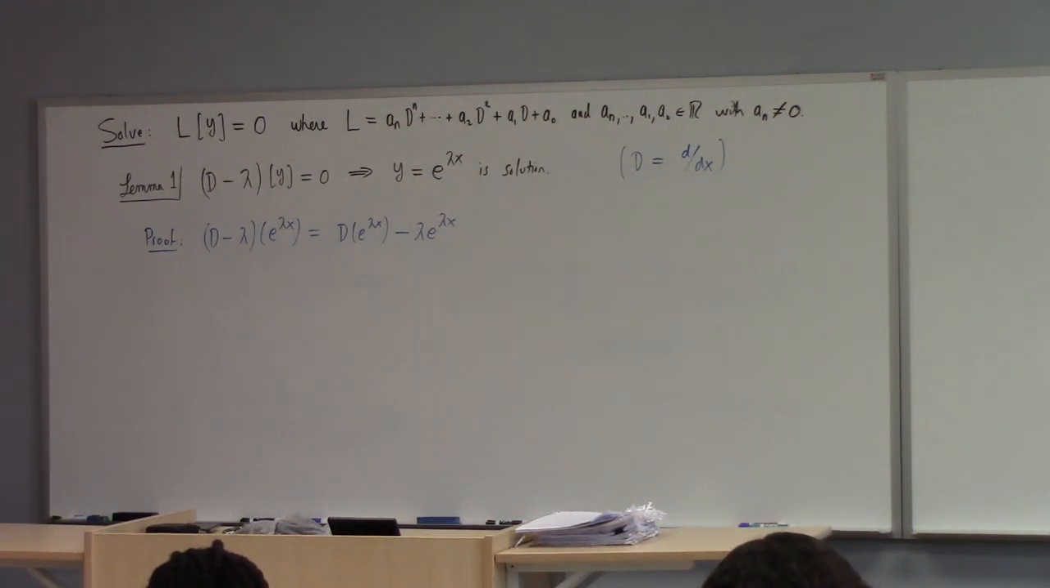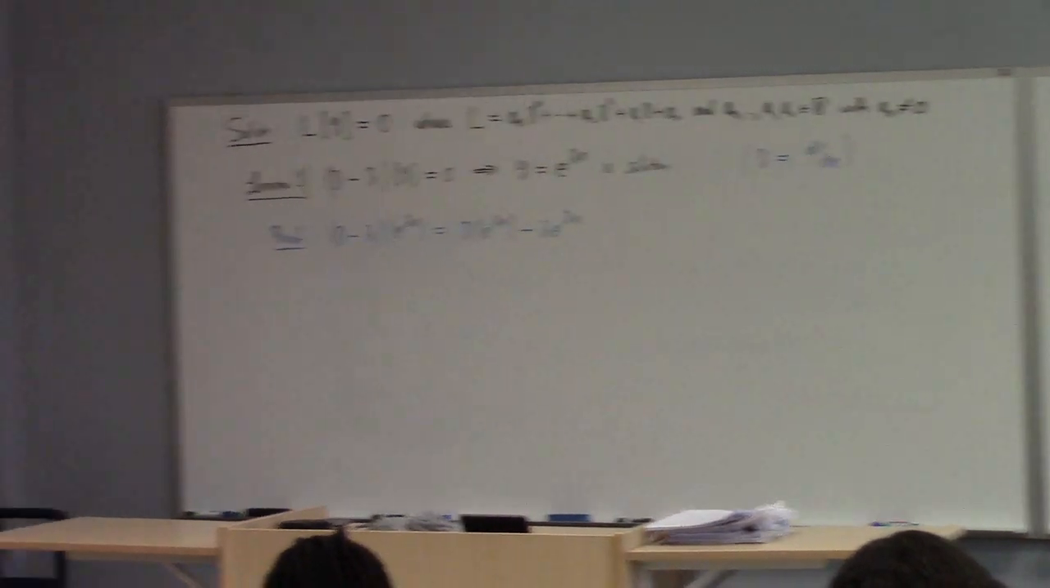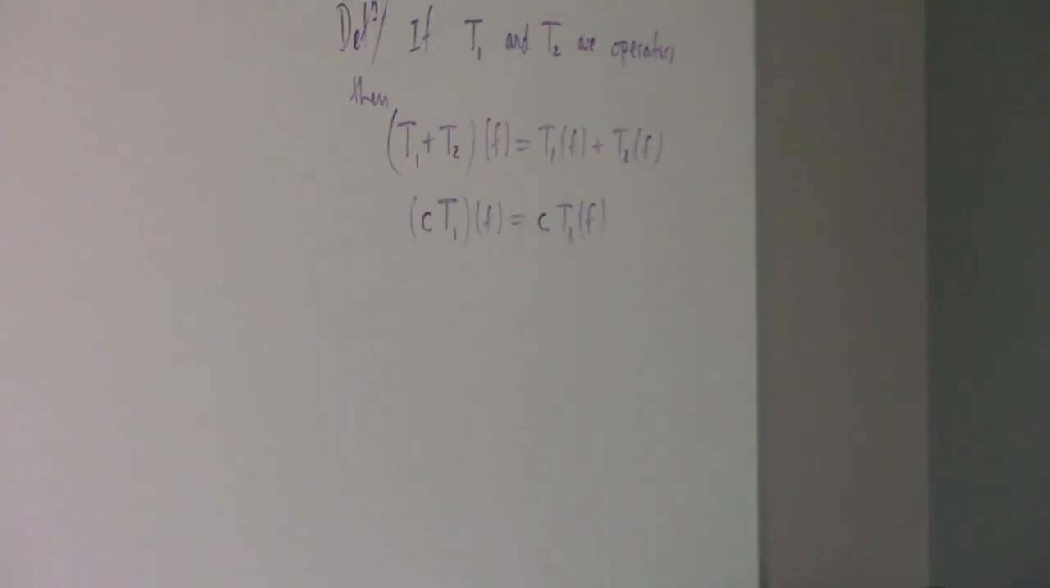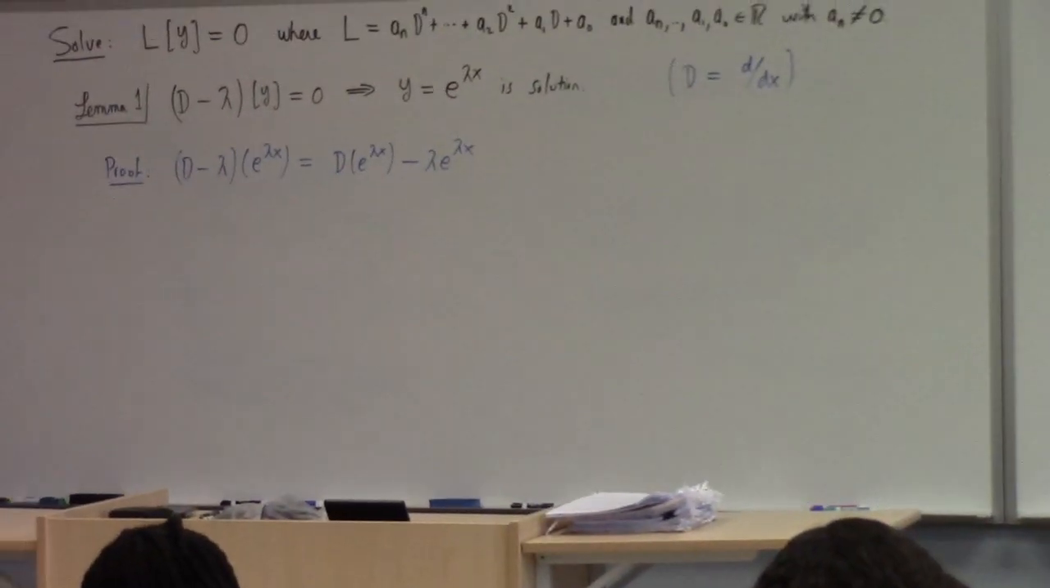T1 plus T2 acting on a function is T1 of the function plus T2 of the function, and also a constant times T1 acting on the function is equal to that constant times T1 of the function. So this is how addition of operators is defined pointwise. If we have a sum of two operators, or a scalar multiple of an operator, we simply act by these pointwise rules, right? So I'm using that definition in the calculation I made over here for my lemma.